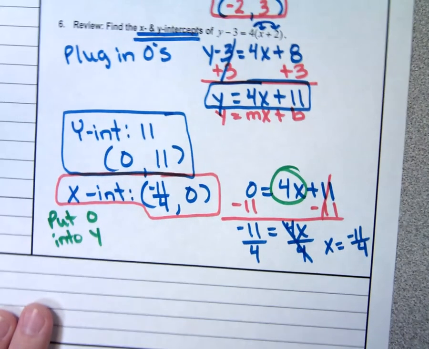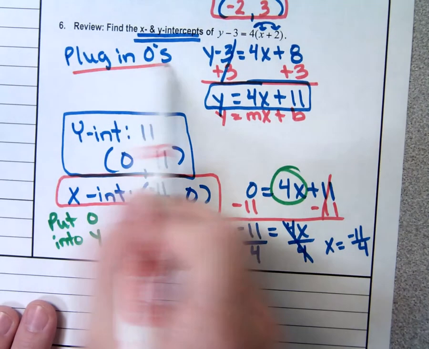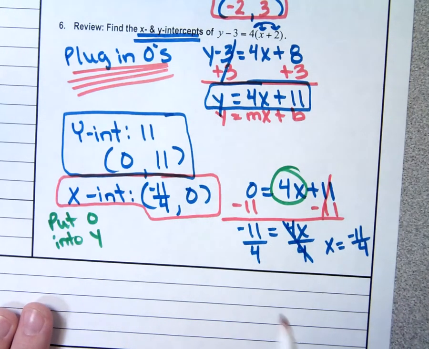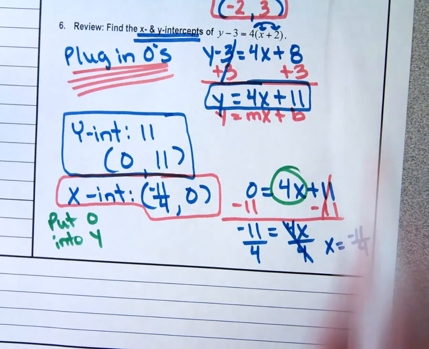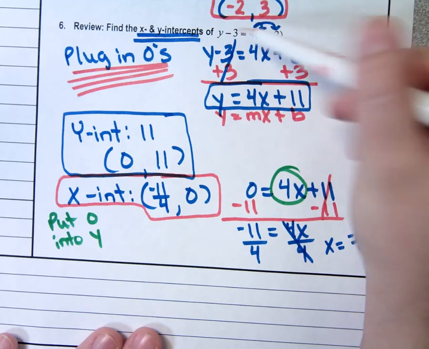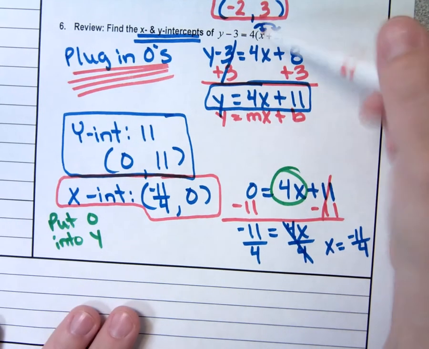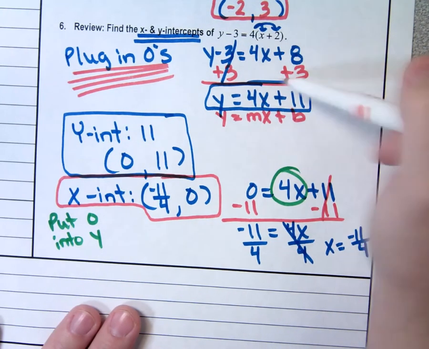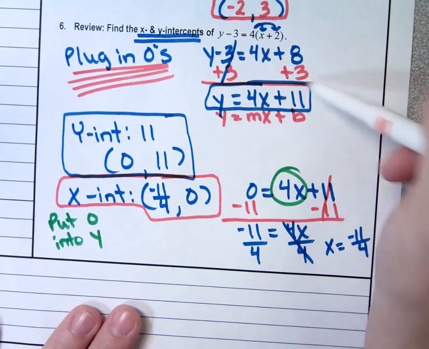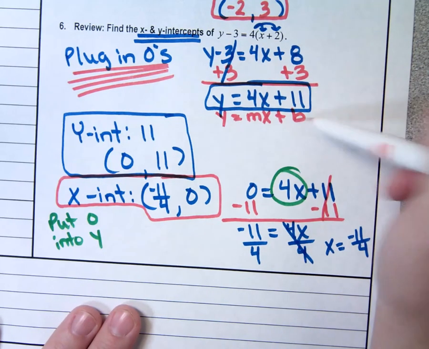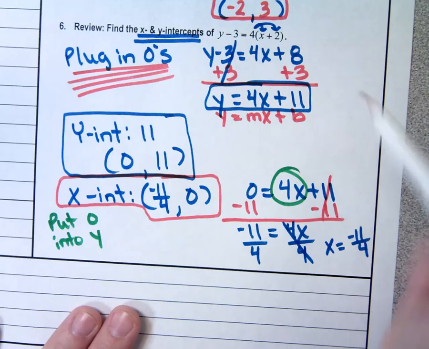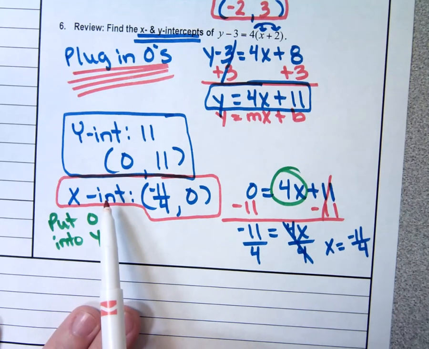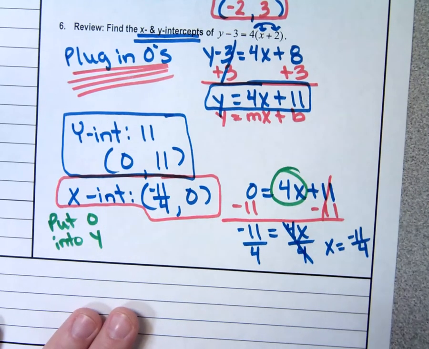So that's a little review. If you want to find x and y intercepts, we typically plug in zeros if you're given an equation. And I could have plugged in zeros from the very beginning. I just decided to practice putting this in slope-intercept form first, and then once it's in slope-intercept form, I've got my y-intercept immediately. And then all I had to do to find the x-intercept was plug the 0 into the y and solve.